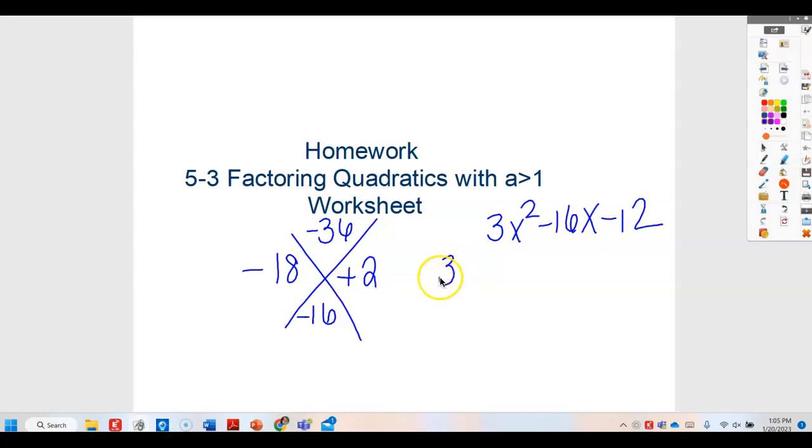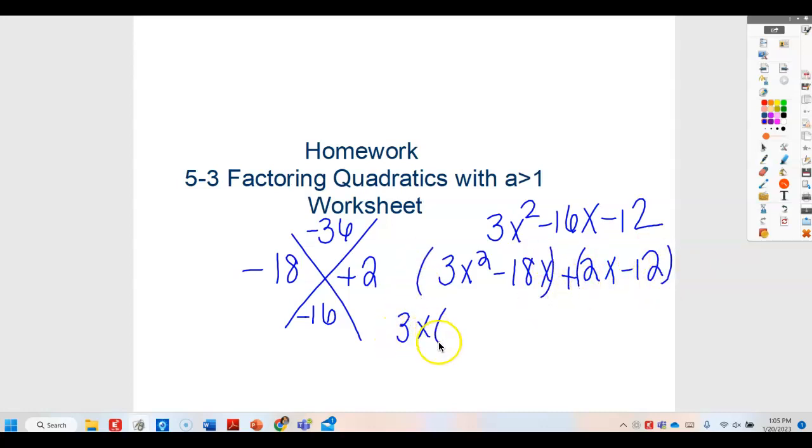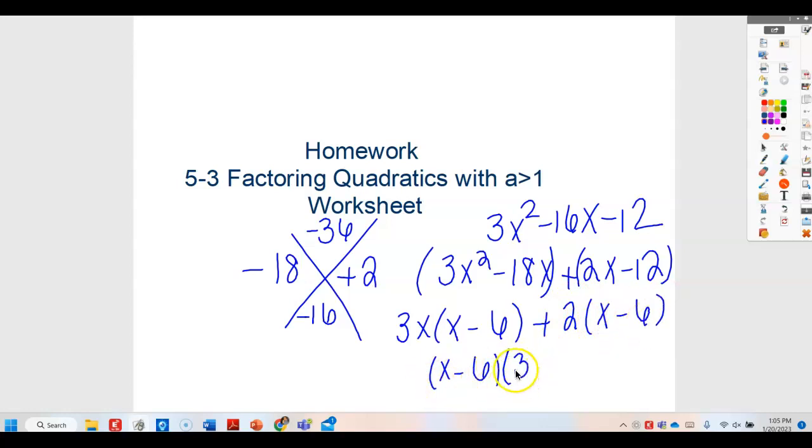And then you have 3x squared minus 18x plus 2x minus 12. Take out a 3x, leaving x minus 6. Take out a 2, x minus 6. And we get x minus 6, 3x plus 2.